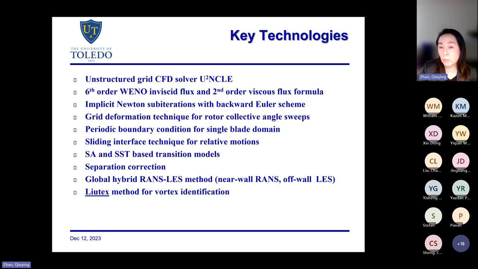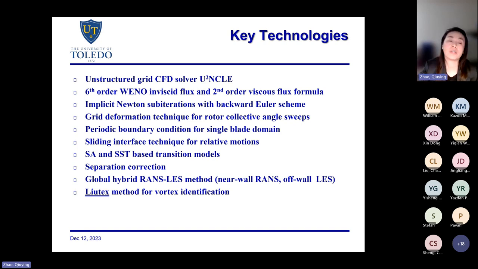For the single blade domain, or one quarter of the blade computational domain, we apply the axi-periodic boundary conditions to mimic the full computational domain effect. For the full rotor, we use the sliding interface technique to allow the relative rotational motion. For turbulence models, we have built several different turbulence models into our code, and very often used recently are the SA and SST turbulence models.